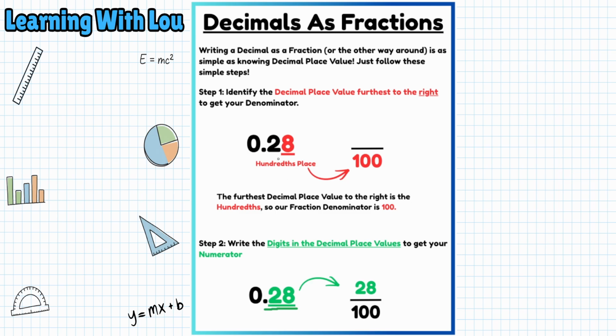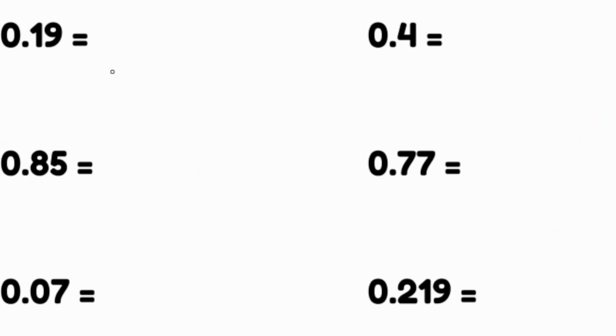If my decimal were to stop right in the tenths place, let's say we didn't have this 8 here, it was just 0.2, that would make my denominator just a 10, not 100. So you have to make sure you're looking at those decimal place values very carefully because that'll tell you what your denominator is going to be. Let's take a look at one of these together before I have you try it on your own.